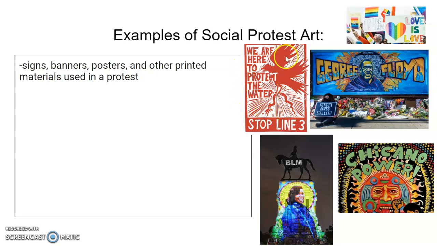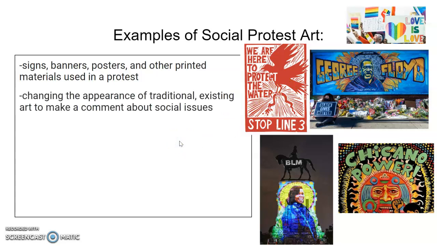Here is a protest poster that I actually have hanging in my room at home. It says, "We are here to protect the water, stop Line 3." If you haven't heard of the Line 3 pipeline, this is an oil pipeline that was constructed in northern Minnesota, so this is a local issue, and it was built actually on indigenous land. People were protesting because the pipeline was going to pollute the water source for the Anishinaabe community, an indigenous community in northern Minnesota. So that's an example, again, of a poster, protest art.